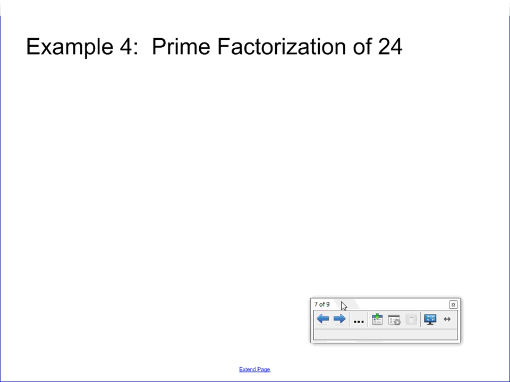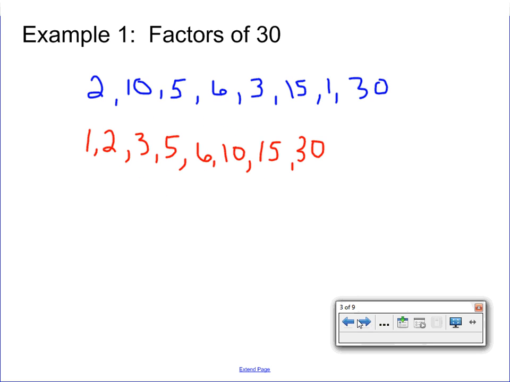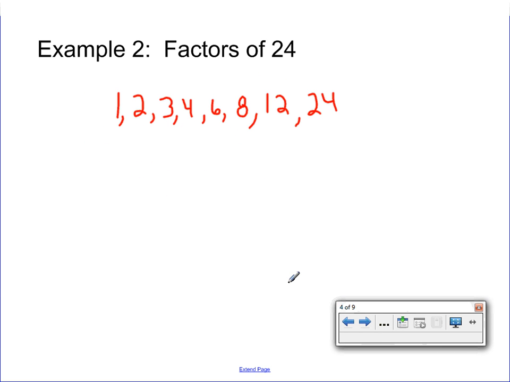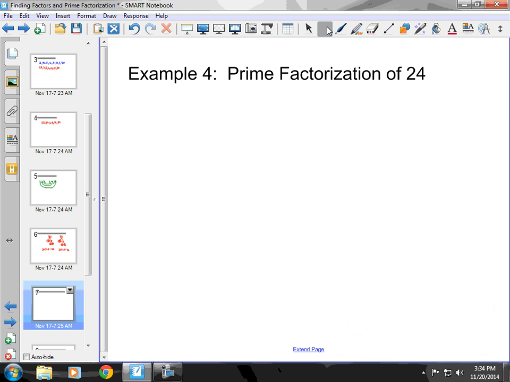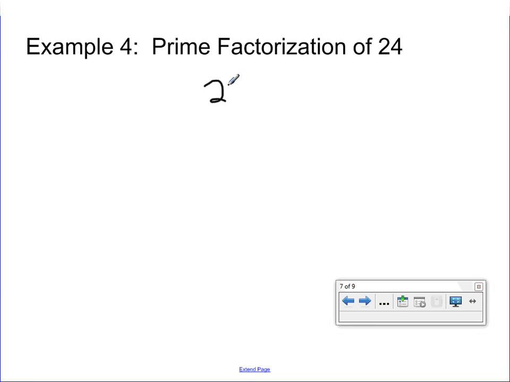Let's try another number. Let's try 24. Again, as a refresher, here are the factors of 24. 1, 2, 3, 4, 6, 8, 12, and 24. So for this one, I'm going to go ahead and start with, let's say, 3 and 8. That'll be my first start. So I make my first branch. 3 times 8 is 24. 3 is a prime number, so I'm done there. I can circle that. 8 is not.